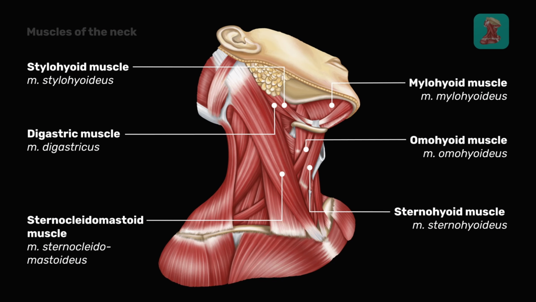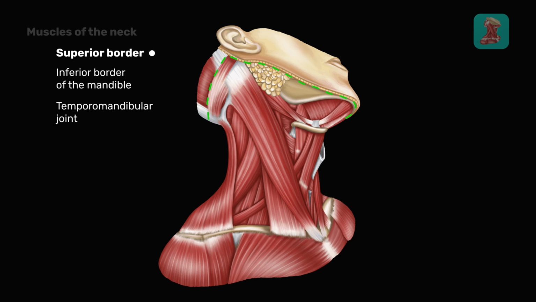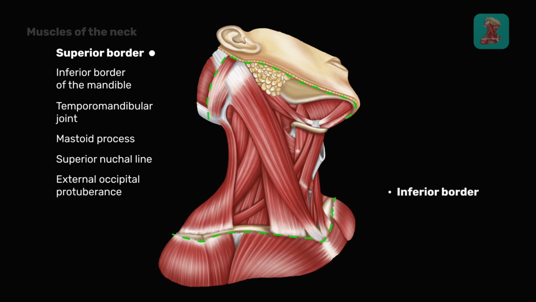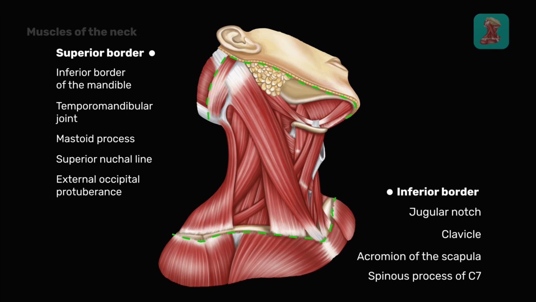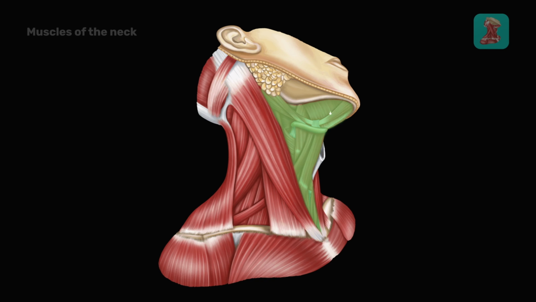There are the following borders of the neck region. The superior border passes through the inferior border of the mandible, the temporomandibular joint, the mastoid process, the superior nuchal line, and the external occipital protuberance. The inferior border passes through the jugular notch, the clavicle, the acromion of the scapula, and the spinous process of the 7th cervical vertebra.